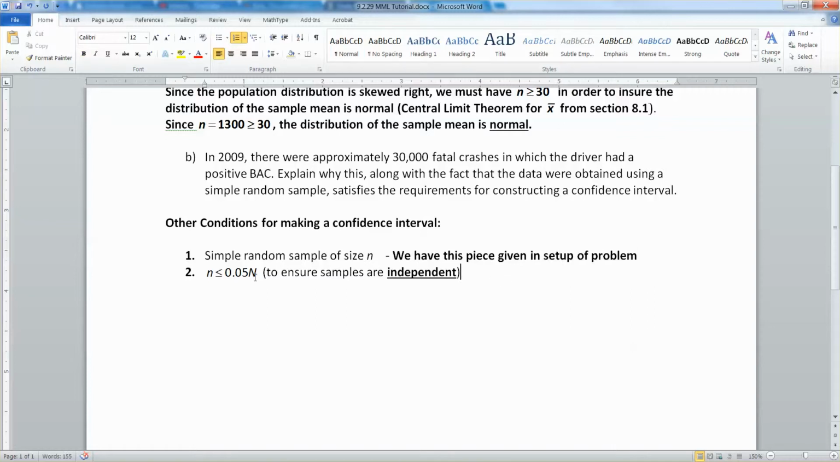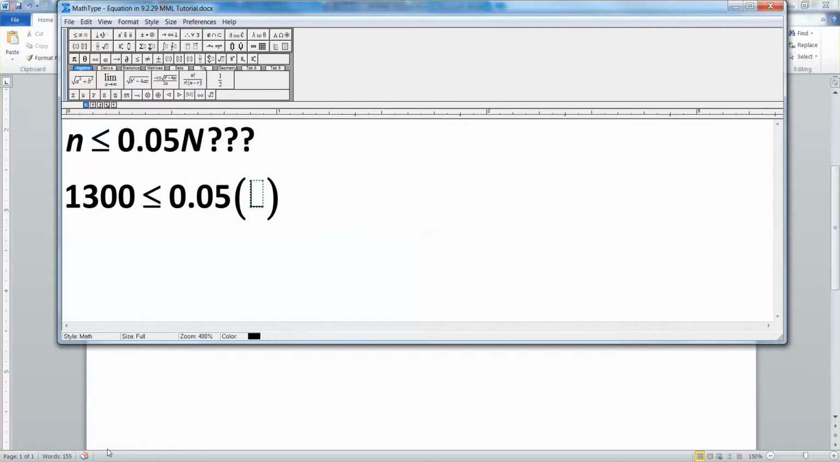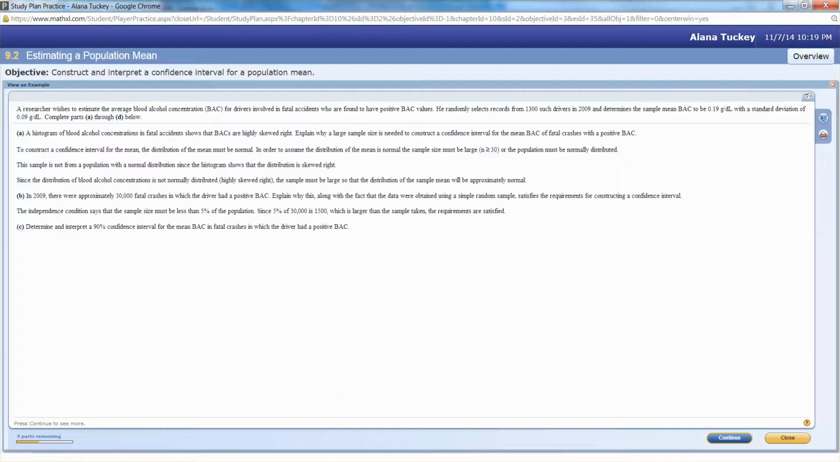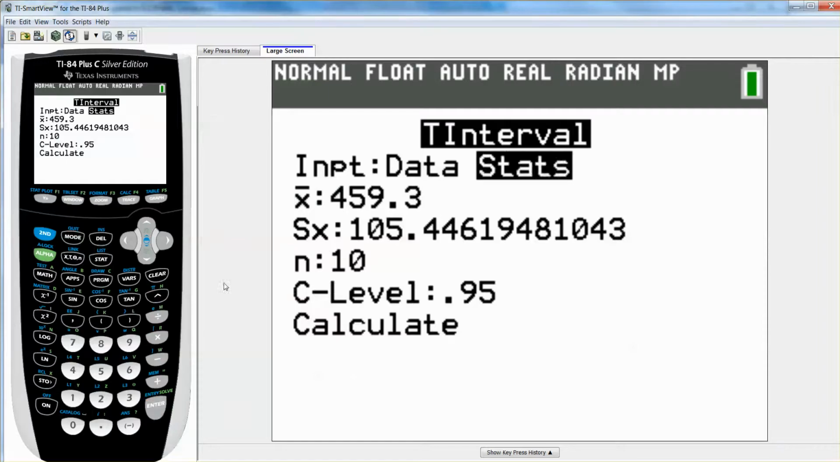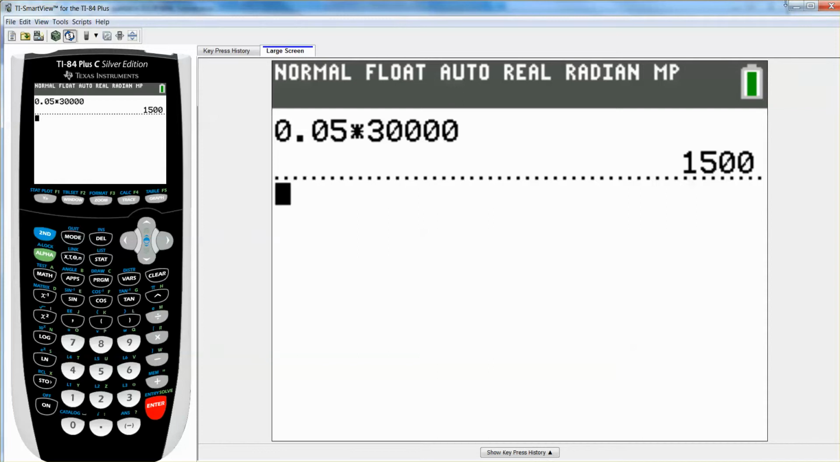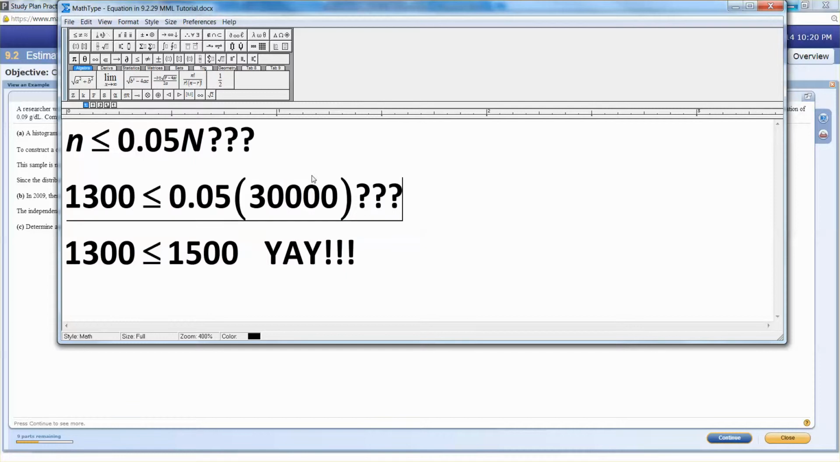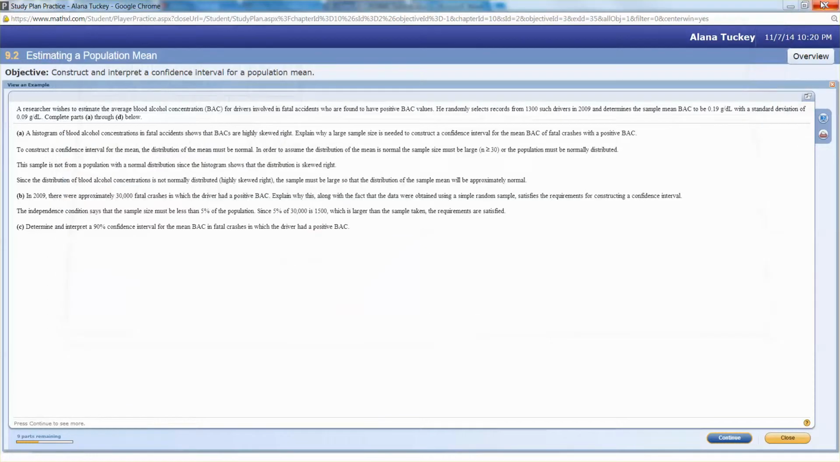And then we need to prove that little n is less than or equal to 5% of capital N in order to show that the samples are independent. Little n less than or equal to 0.05 capital N? Little n was 1,300, and 0.05 capital N, capital N being 30,000. Let me grab the calculator. 0.05 times 30,000 is 1,500. So 1,300 is less than 1,500. Yay. These are question marks, we're not sure at this point if it is, and down here we prove that it is. This will make it so that our samples are independent.